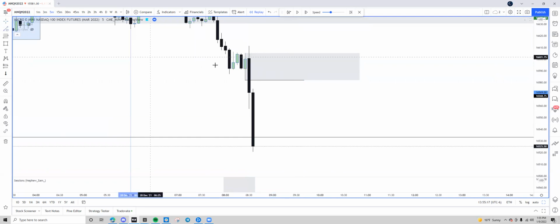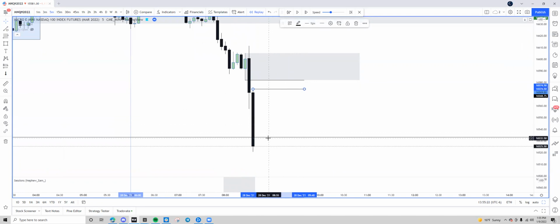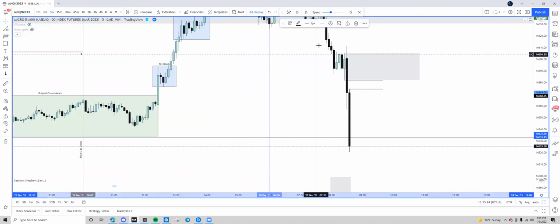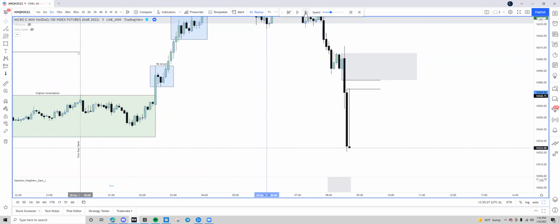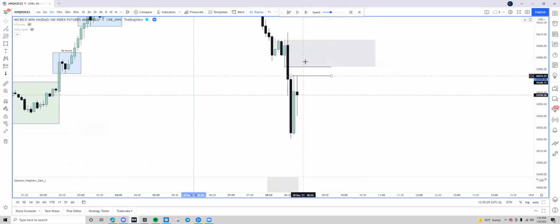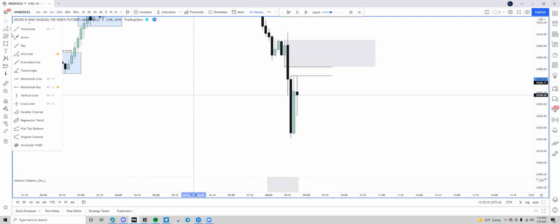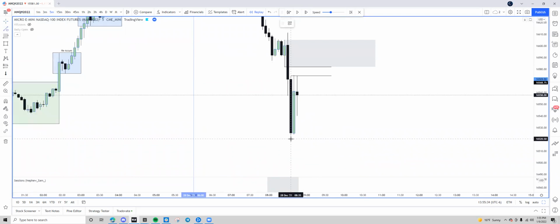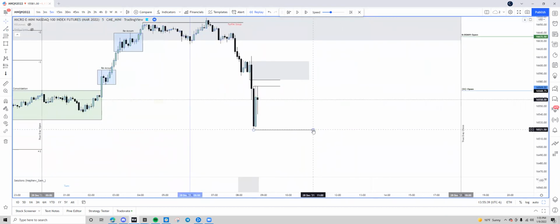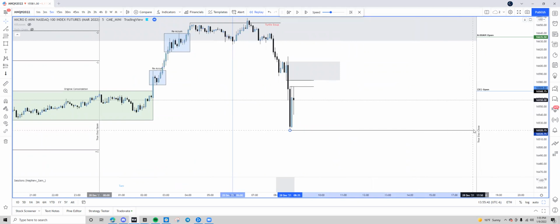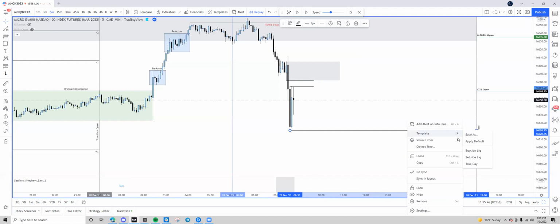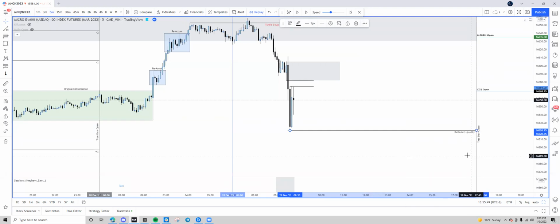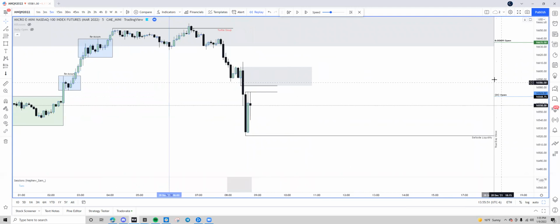So if we mark this out, since we took out this level of liquidity here, if I get rid of this for a second, and we play this out, if we were looking to go short off this order block, our next level of liquidity would be here, right? Because now there's going to be sell stops resting beneath this. So what I would do is drag that over to this line here. And now I have a target.